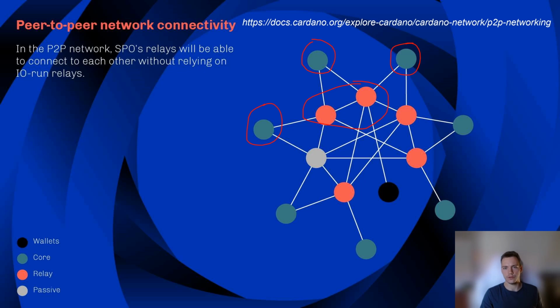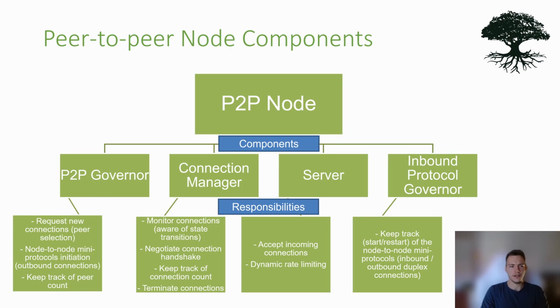There is no outer layer of IOG relays that we saw on the two previous stages. So this means that apps such as this wallet, according to the legend, connect directly to SPO relays rather than the IO relays. Now we'll take a look at the peer-to-peer node components.